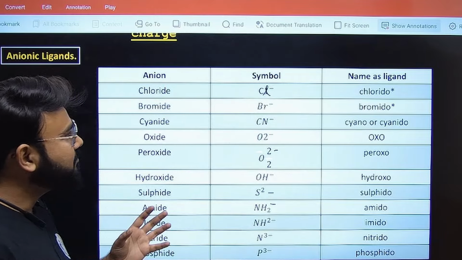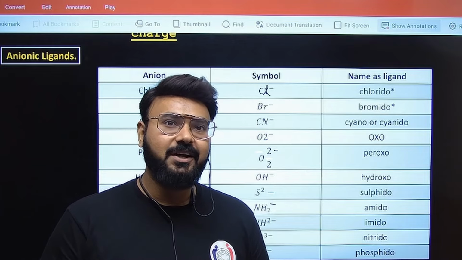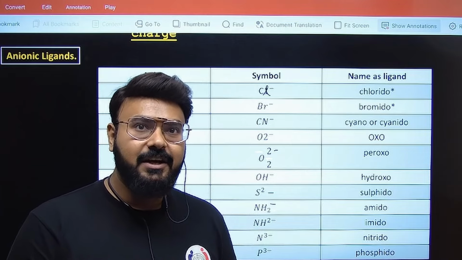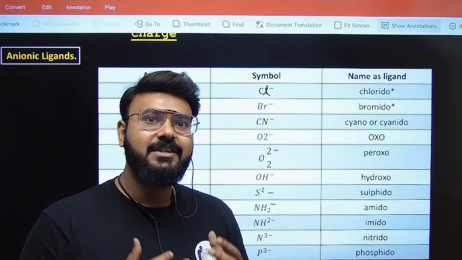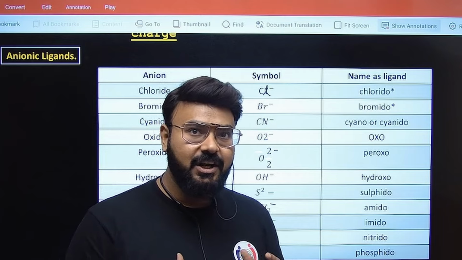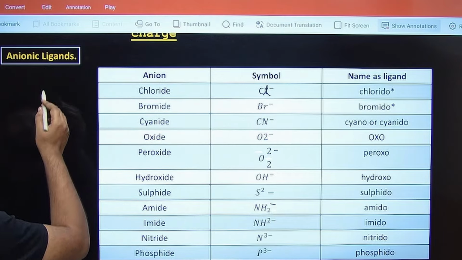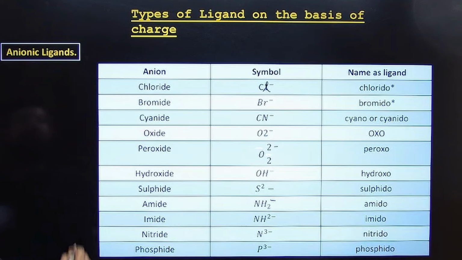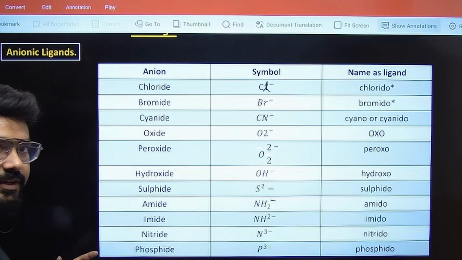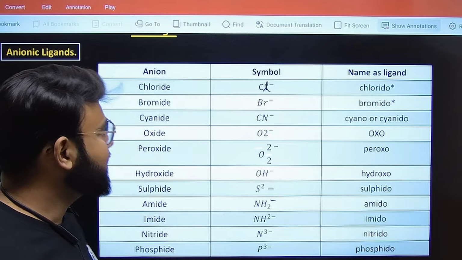So now, first thing is, before we do the IUPAC naming, you have to be comfortable with some of the important negative ligands, neutral ligands, and positive ligands. So I'll tell you how we write the names of such ligands. First of all, we are going to talk about anionic ligands. Anionic ligand means those which carry the negative charge. So we call them negative ligands.